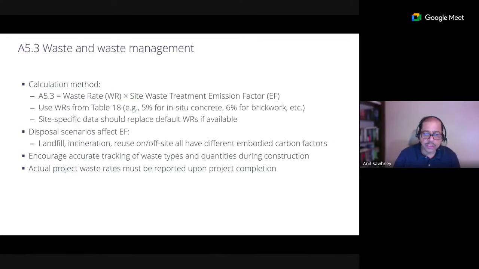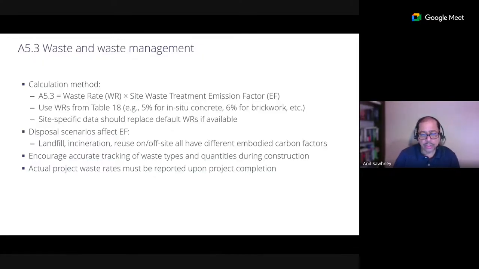So disposal scenarios that determine the site waste treatment emission factor depend on what you're going to be doing with that waste. So is it going to go to landfill? It's going to be incinerated? Is it going to be reused on or off site? Each one of those will have different emission factors.